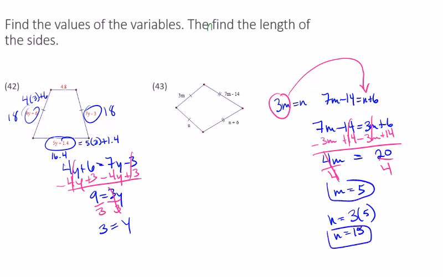And then to find the sides, we can just plug them in, right? So n plus 6, that's going to be 21. So that will also be 21. If you want to double check your work, you can do 7 times 5, which is 35 minus 14, and that gives you 21, so that confirms that. And then we know that n is 15, and that makes this also 15.